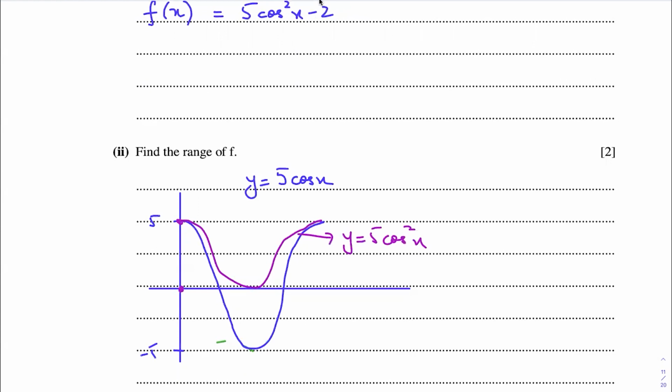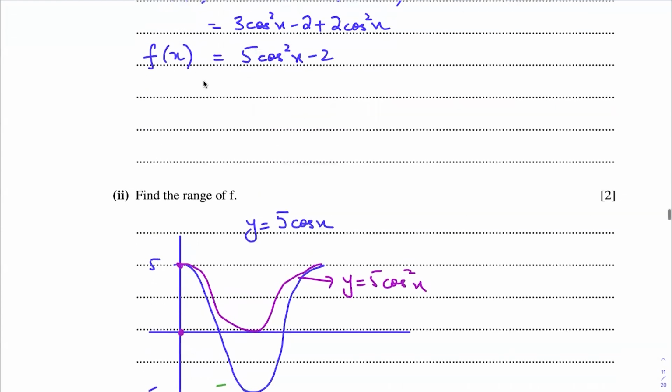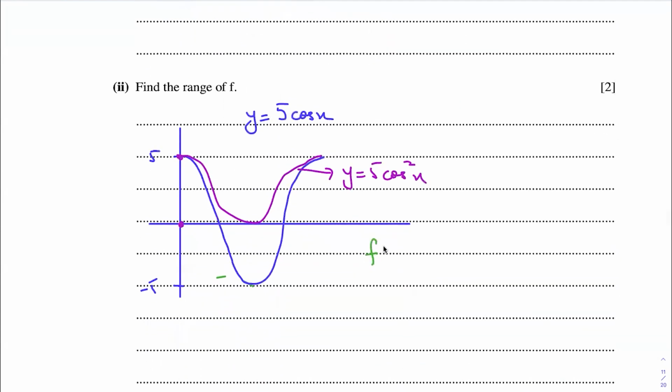But the function f of x is 5 cos squared x minus 2, which means the graph of 5 cos squared x would be shifted 2 units downwards. The point 5 would be shifted to 3, and this lowest point, which is at 0, will be shifted to minus 2. So the minimum value of f of x would be minus 2 and the maximum value would be 3.